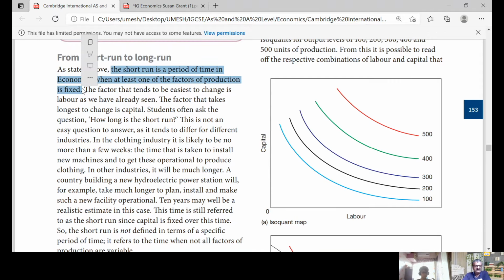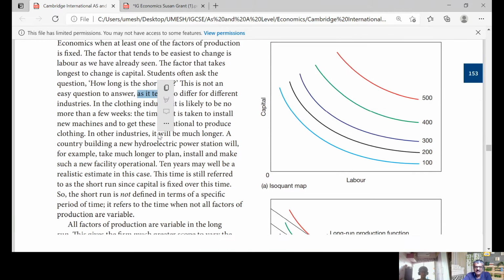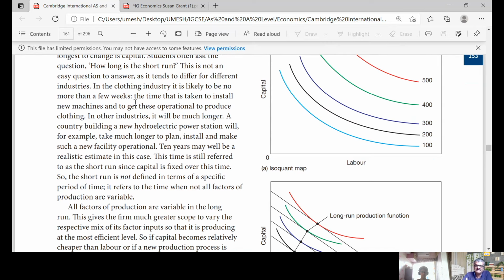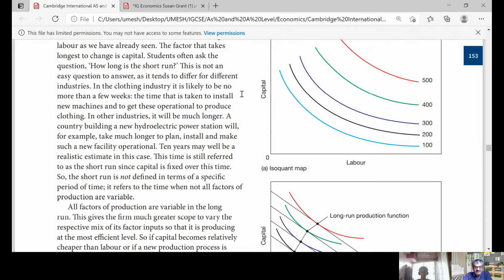Underline it so you will get it. At least one factor of production is fixed. And generally, variable factors are labor and fixed factors are capital. Now, how long is the short run? That is not an easy question to answer. Here they say it tends to differ from industry to industry. In the clothing industry, it is likely to be no more than a few weeks, the time taken to install new machines and get them operational to produce clothing. In other industries, it will be much longer.